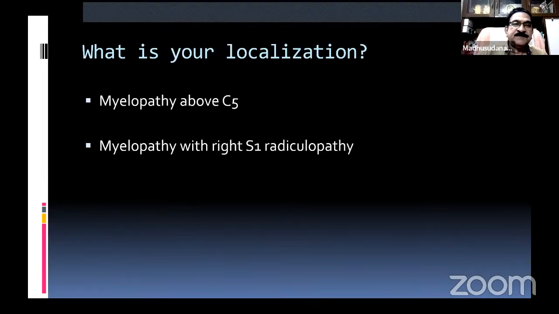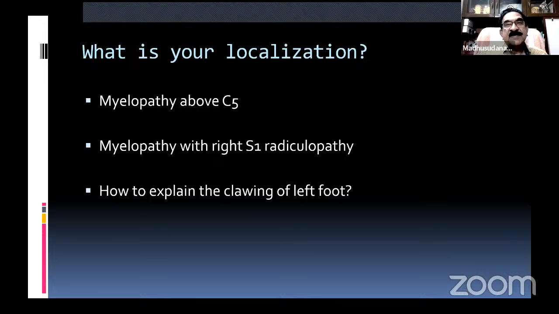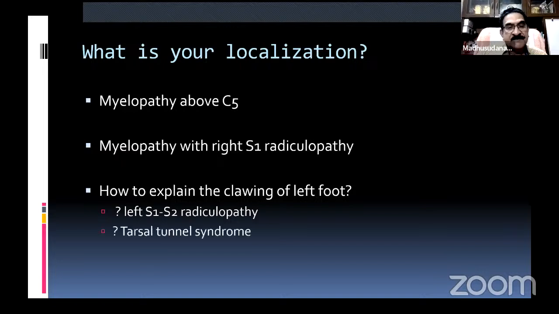So these are the possibilities: myelopathy above C5, myelopathy with other possibilities, myelopathy with right S1 radiculopathy because the right ankle jerk is absent. How to explain the left foot? Maybe left S1 radiculopathy as well, or maybe an unrelated tarsal syndrome. We do not know. These are the possibilities you have to keep in mind. Now, what will you do now? What do you want now?